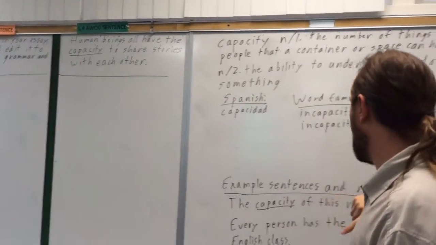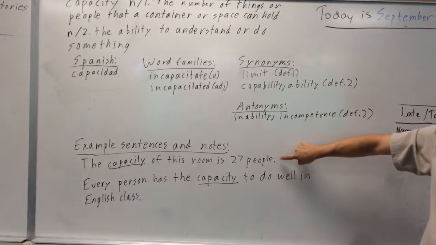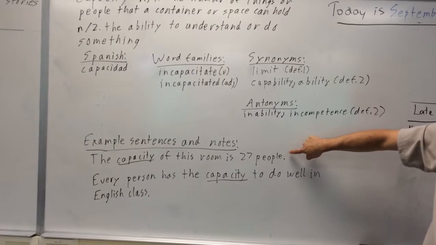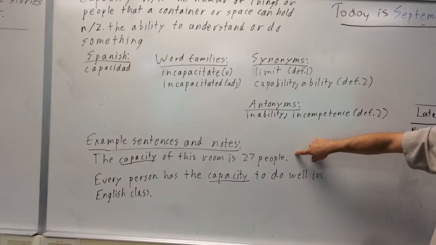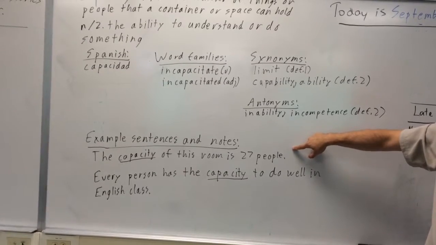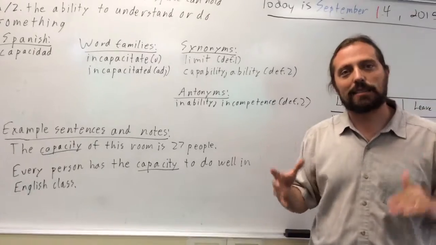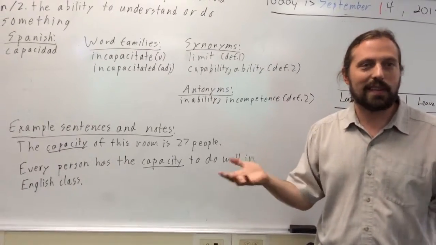And then down here, the capacity of this room is 27 people. You can make any sentence like that if you're talking about the capacity of a room, a space, or things. It could be a container: the capacity of this container is 1 gallon. You can put 1 gallon of water in this container. You can say that.